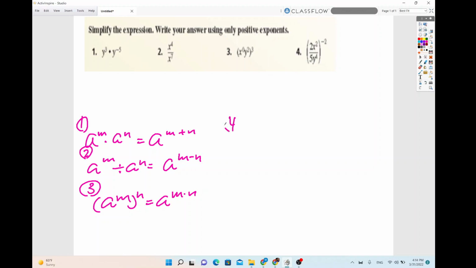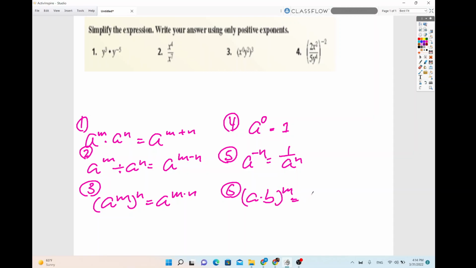The fourth property, a to the power of 0, is always 1. The fifth one, a to the power of negative n, is 1 over a to the power of n. The sixth one is a times b to the power of n, the product with a power, so we can distribute the power: a to the power of n times b to the power of n. The seventh one is a over b, quantity to the power of n, which is a to the power of n over b to the power of n, where b cannot be 0.